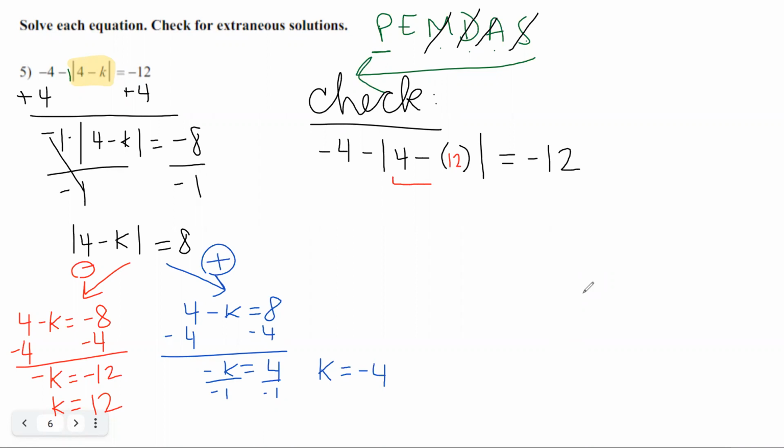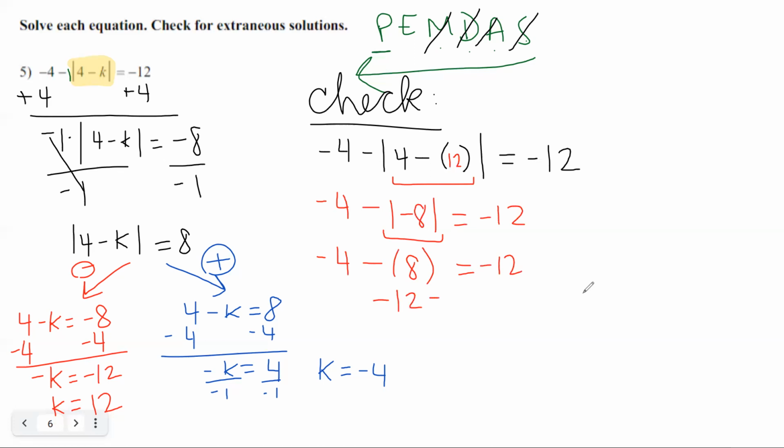Again, let's simplify the inside of our parentheses first, kind of working through PEMDAS. 4 minus 12 is going to give us -8. And I have -4 minus the absolute value of -8 is equal to -12. The absolute value of -8 is actually 8. So we have -4 minus 8. I want to know if that's -12. And luckily for us, -4 minus 8 is -12. So k equals 12 is truly a solution here.